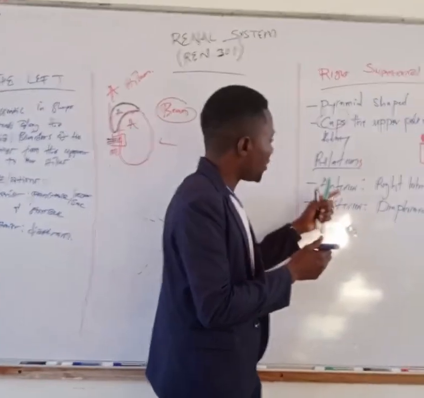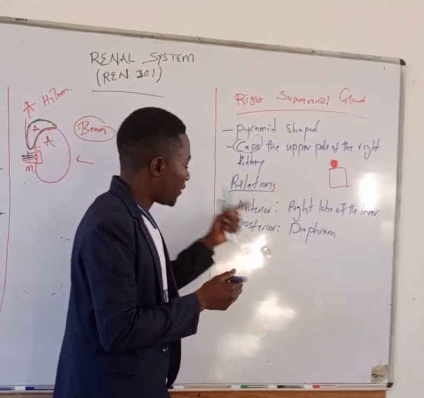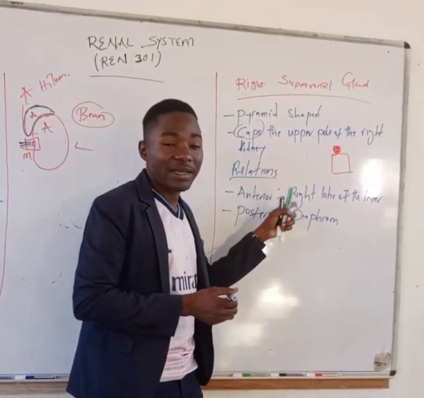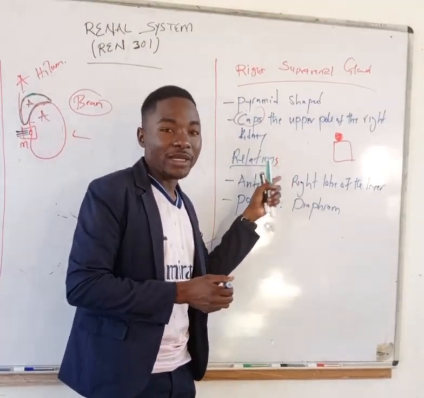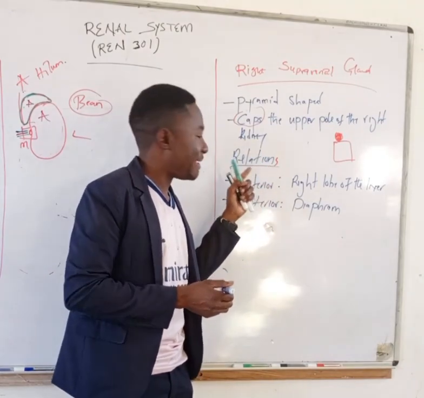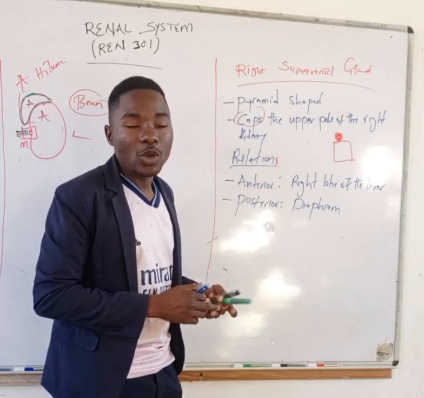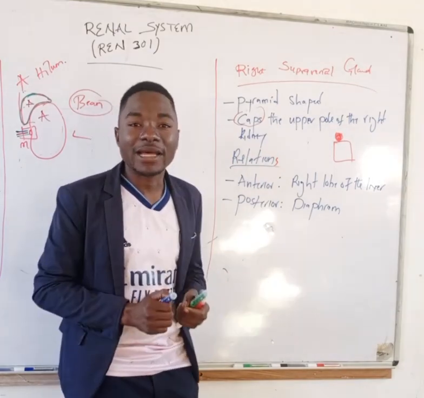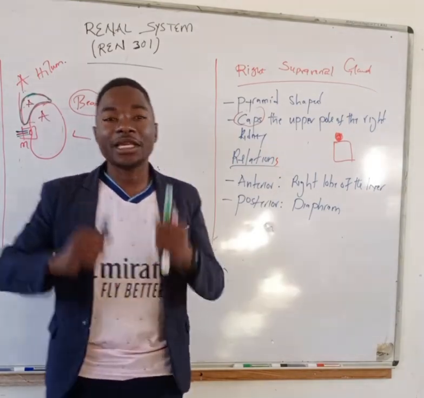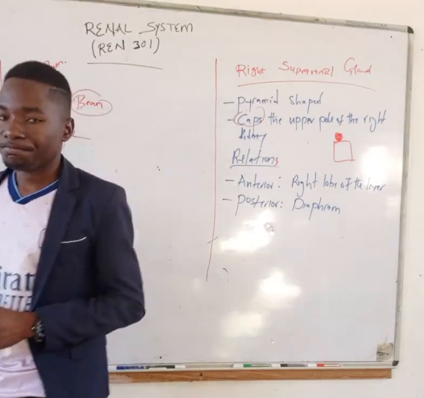So I think, sorry, when you come this side, we left something when writing. For the anterior relations of the right suprarenal gland, you have the right lobe of the liver. Two, you have the inferior vena cava. Very, very important to remember.